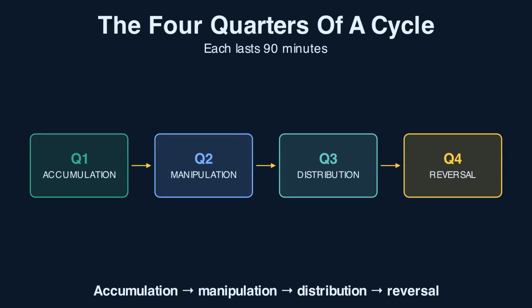Q1 is accumulation, price chops in a tight range while large participants build positions. Q2 is manipulation, a fake move that sweeps stops in the opposite direction of the intended move. Q3 is distribution, the real move where price expands aggressively in the intended direction. Q4 is reversal, price gives back some of the move as positions are unwound. Every session, every cycle, same sequence.